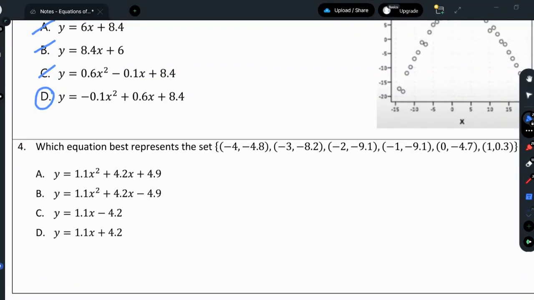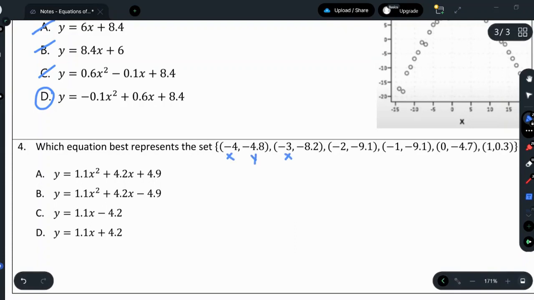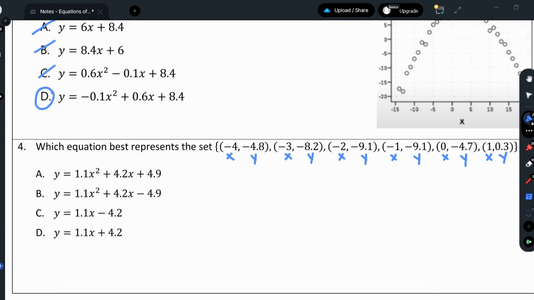And we already eliminated A, B, C, and selected D here. In the last SOL type question, it's asking which equation best represents the set. The set is a bunch of points listed, so I'm going to write X then Y under each one because that's how our points are written. With these X's and Y's, I can actually make a table. So I will list all my X's in order in this table, and then I'll list all my Y's in order from left to right in this table. I'll go ahead to Desmos and do that now.